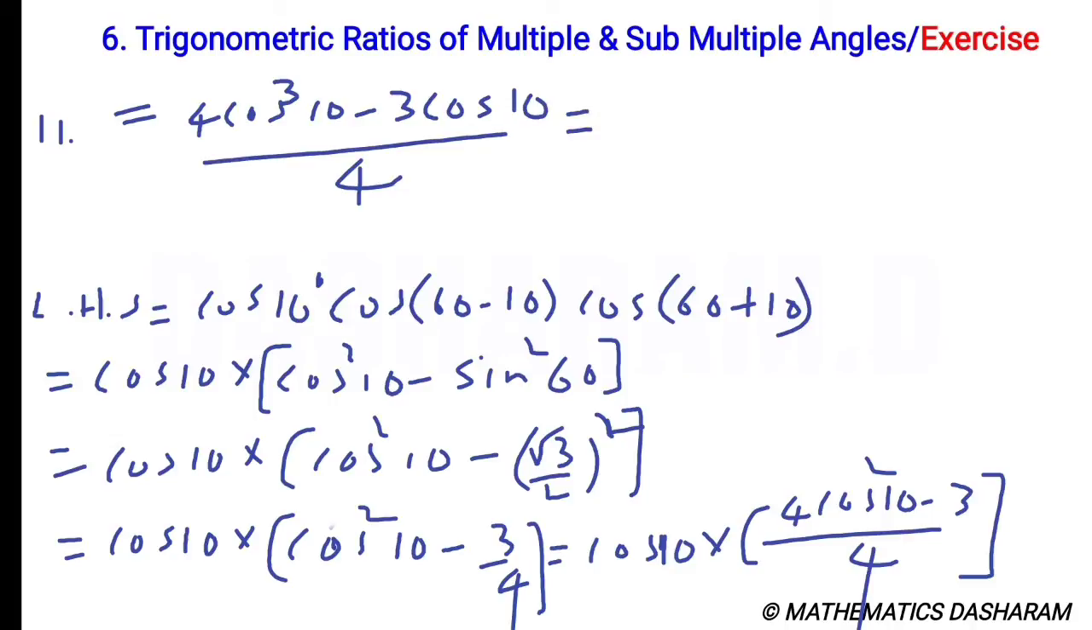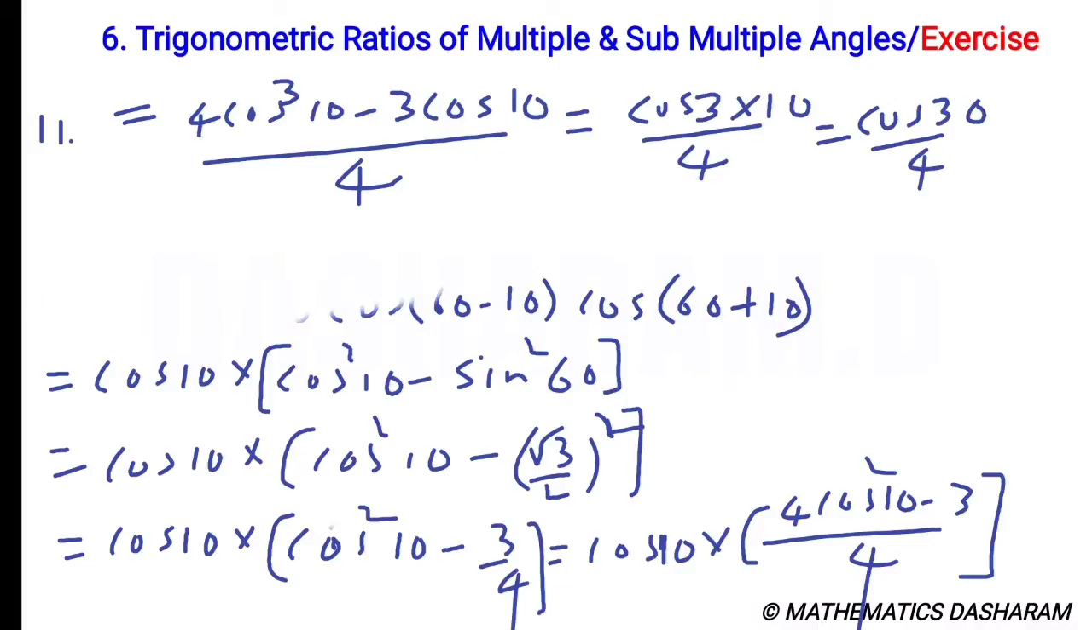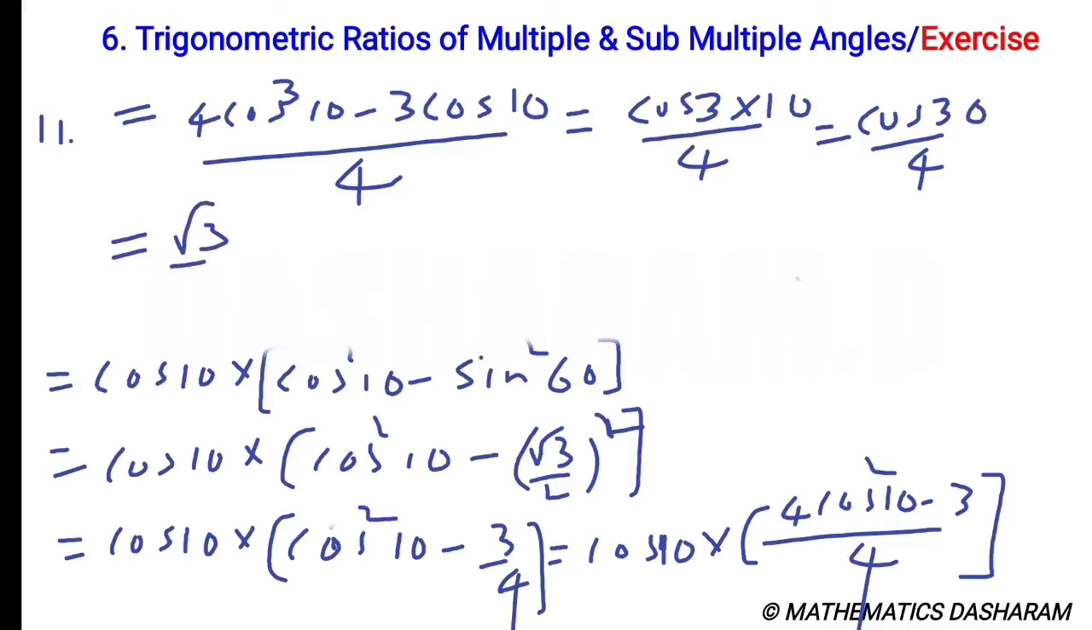Now it is in the form of 4 cos cube A minus 3 cos A. It is equal to cos 3A. So cos 3A, 3 into A value 10, divided by 4. So cos 30 by 4. So cos 30 value how much? That is root 3 by 4.